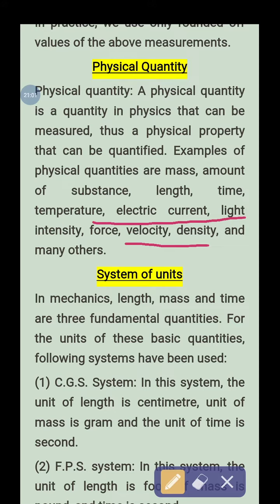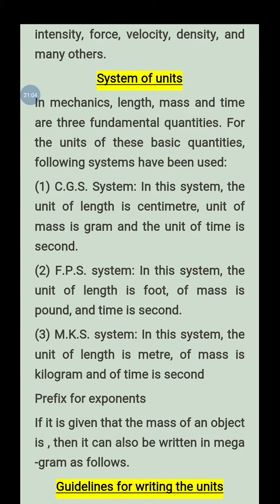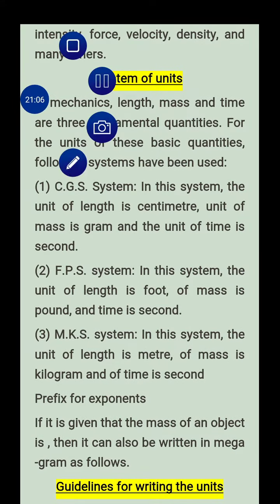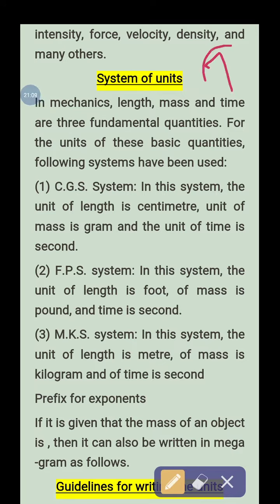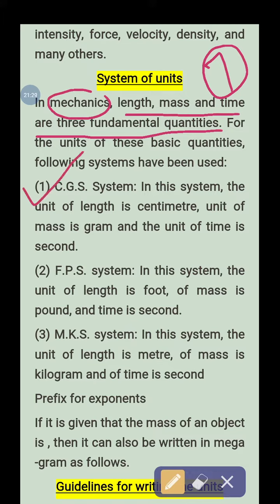These are the physical systems of units. In mechanics, length, mass, and time. We have already studied the 7 fundamental units, but especially in mechanics, length, mass, and time are the 3 fundamental quantities. For the units of these basic quantities, the following systems can be used, as we already discussed: CGS system, length in centimeter, mass in gram, time in second; FPS, foot, pound, second; MKS, meter, kilogram, and second.